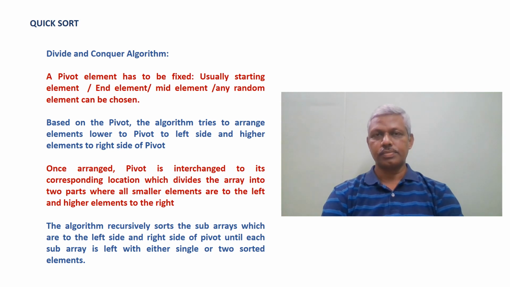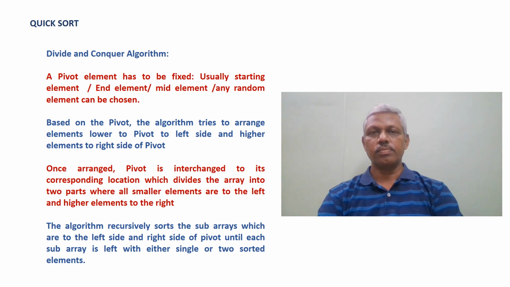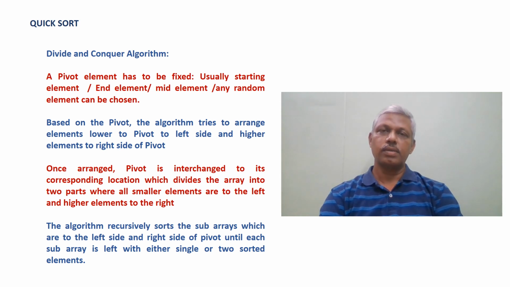This is one cycle. At the end of the first cycle, the pivot element reaches its corresponding location, and all the elements to the left of the pivot element will be less than that, and all the elements which are to the right of the pivot element are greater than that. So now on the subarray which is on the left side of the pivot element, quicksort can again be applied. Similarly, on the subarray which is to the right of the pivot element, the quicksort algorithm can be applied.